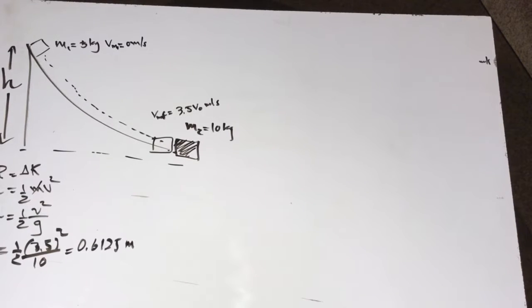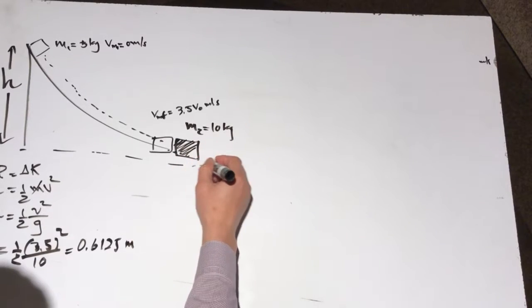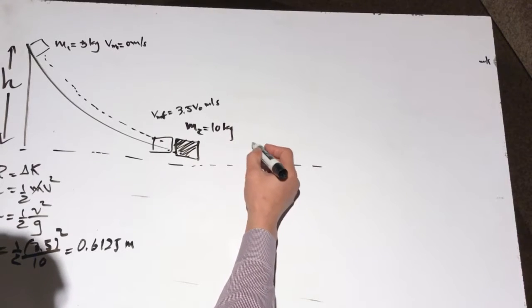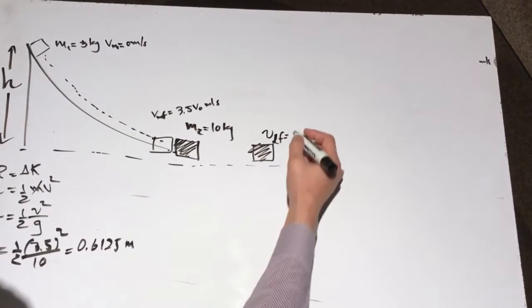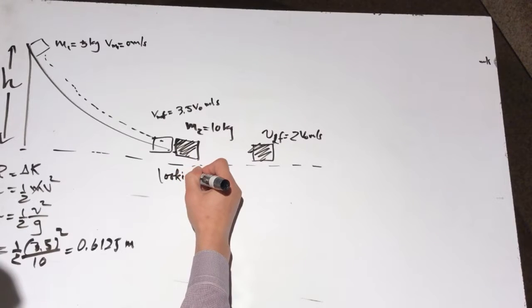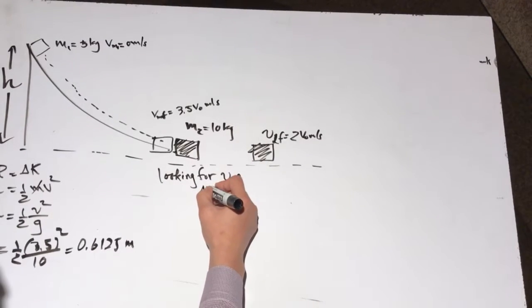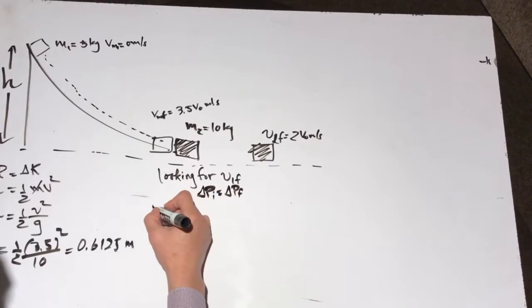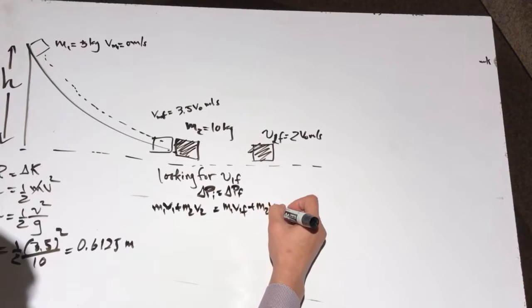For the second part, block M1 collides with M2, and the information gives you the final velocity of the second block, 2 v0 meters per second. You're looking for V1 final. So we have to use the momentum concept: M1 V1 plus M2 V2 is equal to M1 V1F plus M2 V2F.